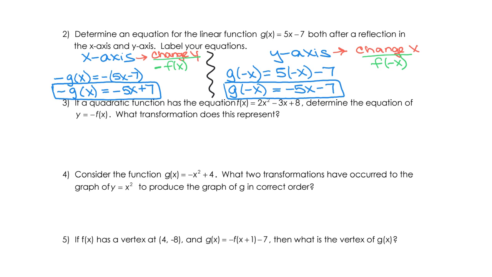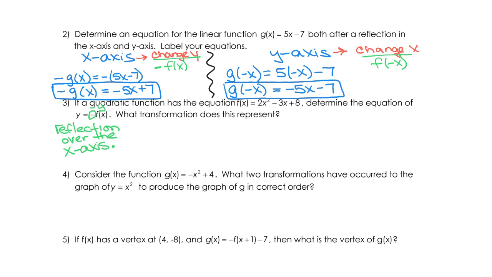Okay? Number 3, it says if a quadratic function has the equation, determine the equation of y equals negative f of x. Okay? So again, that negative is really in front of y. And so what you are to think is that they're changing y. And if you change y, that is a reflection over the x-axis. Okay, so they asked what transformation does that represent? So that question's answered, but we didn't answer the question yet about what the equation is.